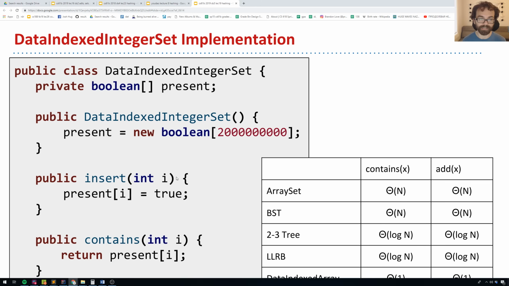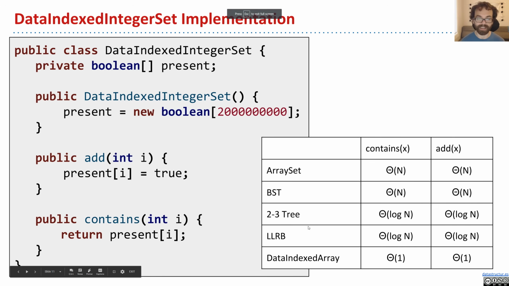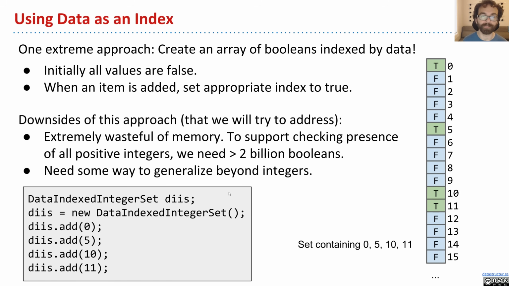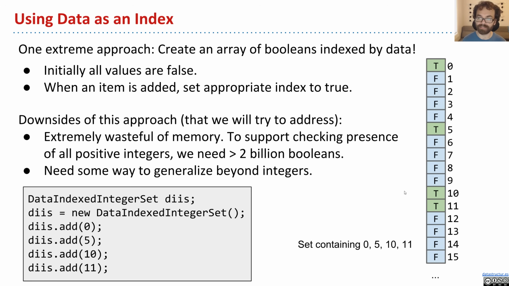And so the runtime for this thing is simply going to be constant time for both contains and add. And what's nice is you'll notice there's no actual comparisons happening at any point. So this is kind of a silly proof of concept that we can get better performance and avoid the need for any comparisons and end up getting a much simpler implementation. Now there's some very obvious problems with this approach. One is that it's extremely wasteful of memory. So if we want to check the presence of all positive integers, we need 2 billion booleans. So we're just wasting enormous amounts of space to store a bunch of false values.